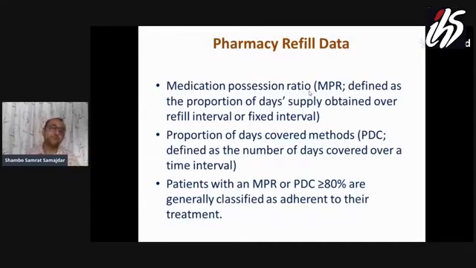Now pharmacy refill data: they use the medication possession ratio and the proportion of days covered method. So this is a popular method in the US, but we know that in our pharmacy we don't have any such data. So what is medication possession ratio? It is defined as the proportion of days supply obtained over the refill interval or a fixed interval. And what is the proportion of days covered method?